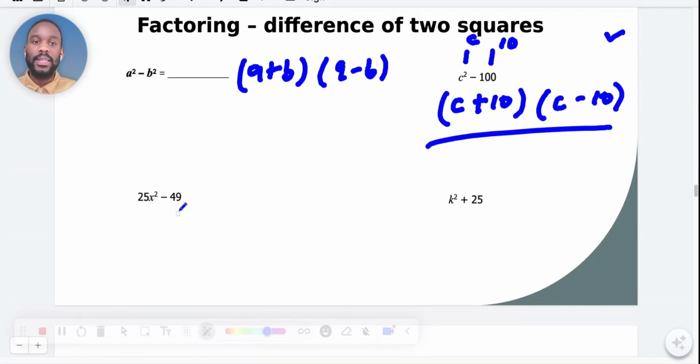Okay. Let's look at another example. Let's go down here. Is this a difference? No. So don't even proceed with this concept because this is not a difference. So this is a prime. We can't get the square root of that, really.